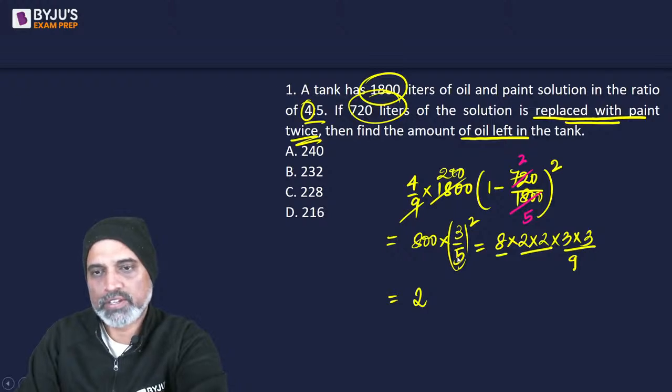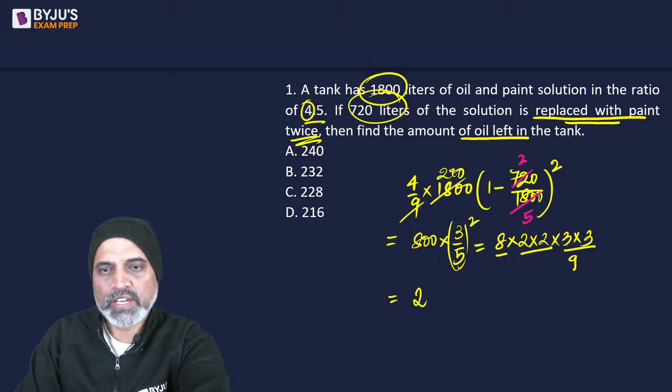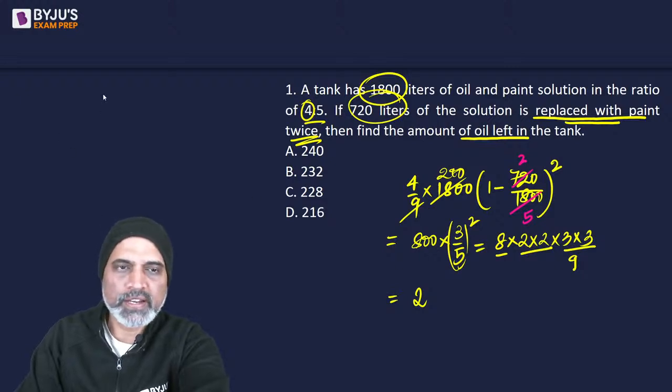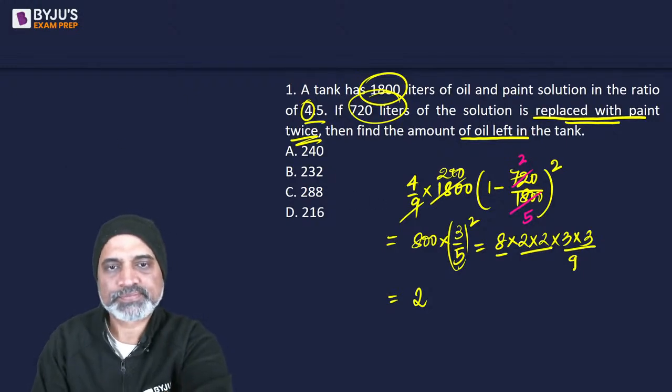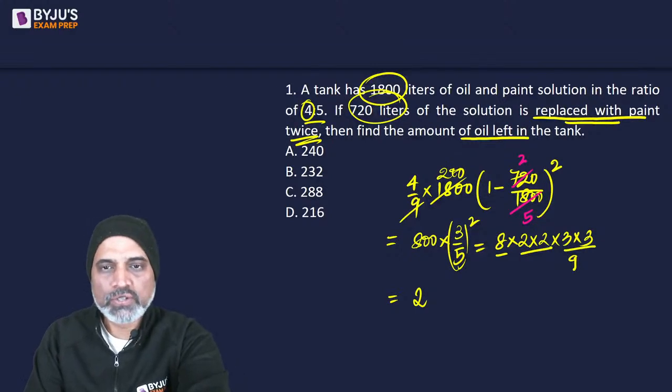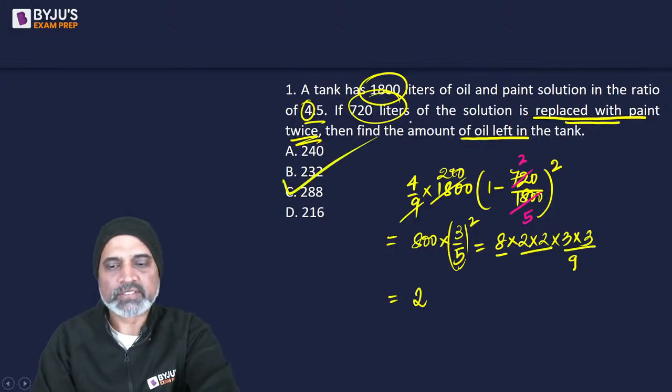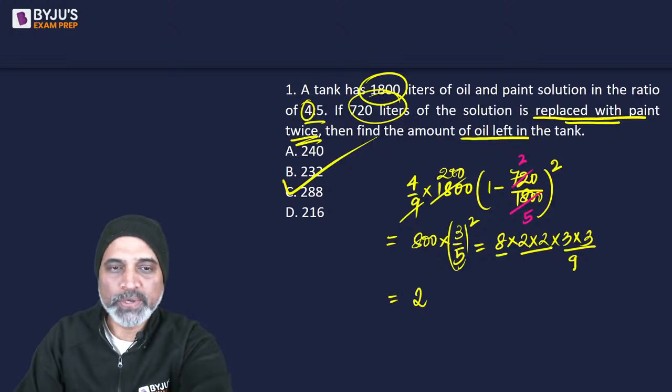9 into 8, 72. It should be 288, right? Yeah, 288. So 288 is the answer. Okay, not 228, but 288 is what we'll have.